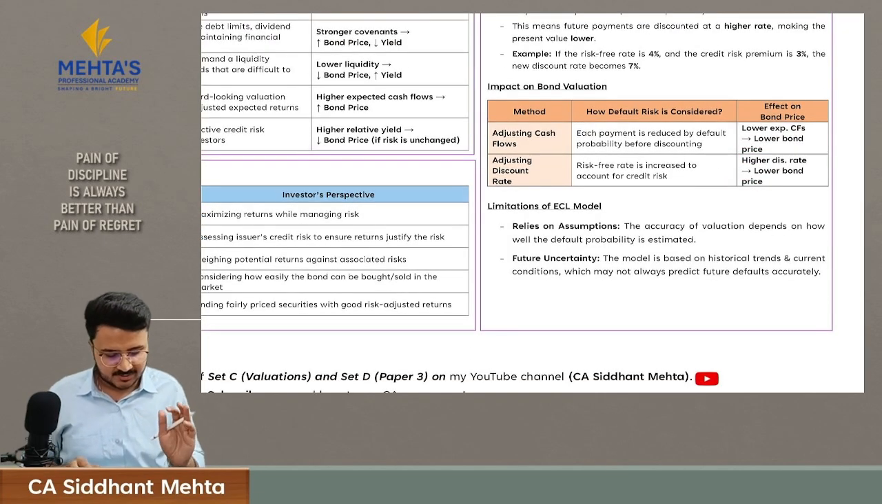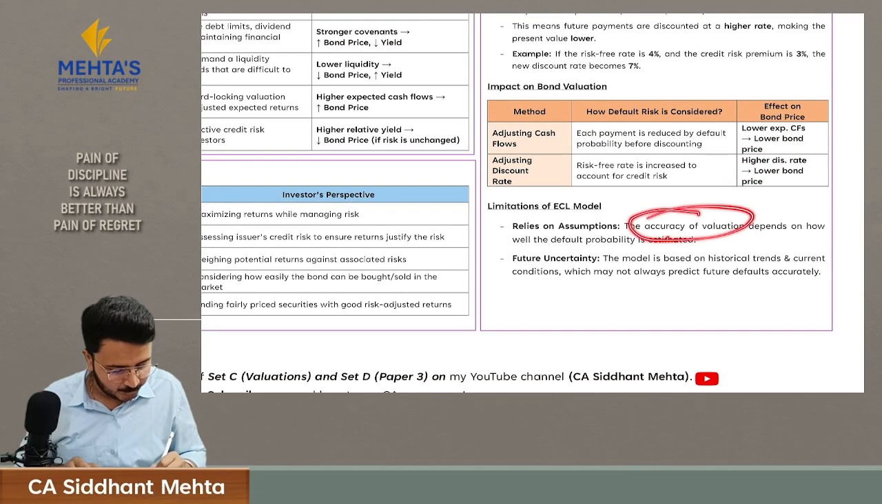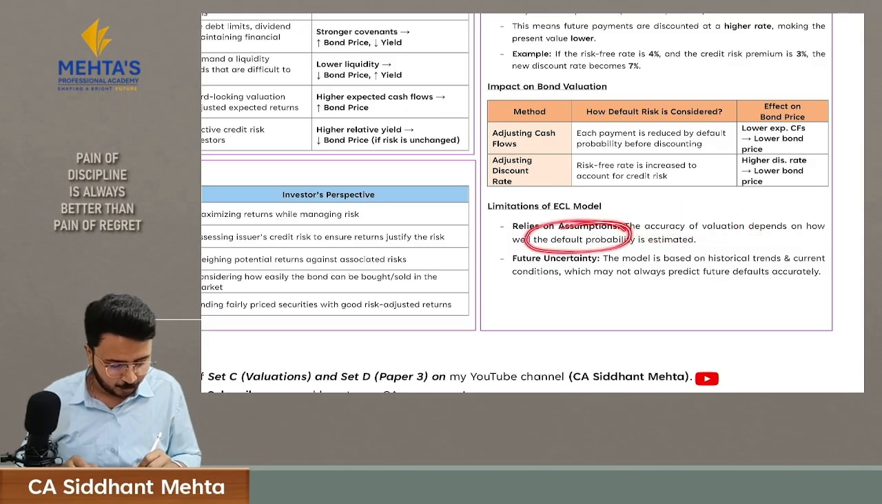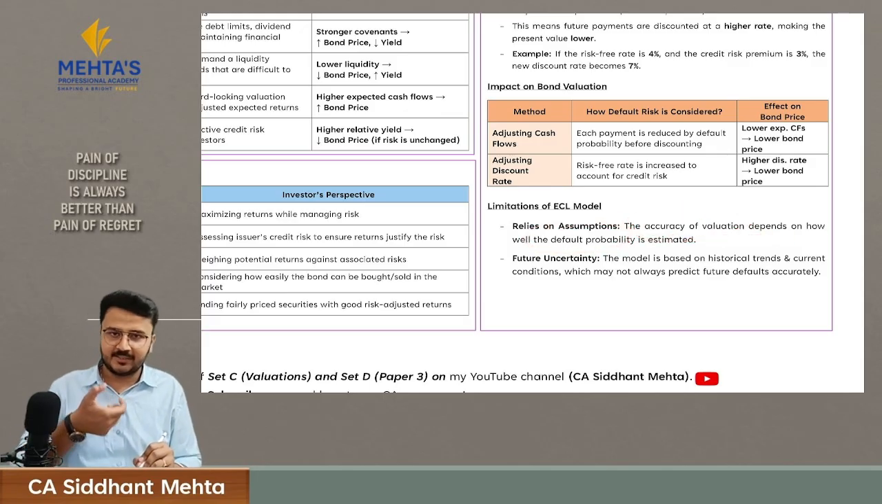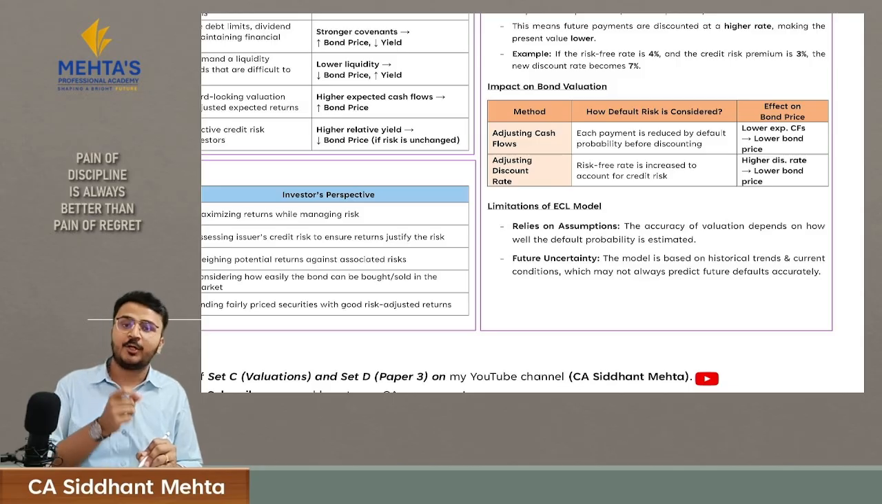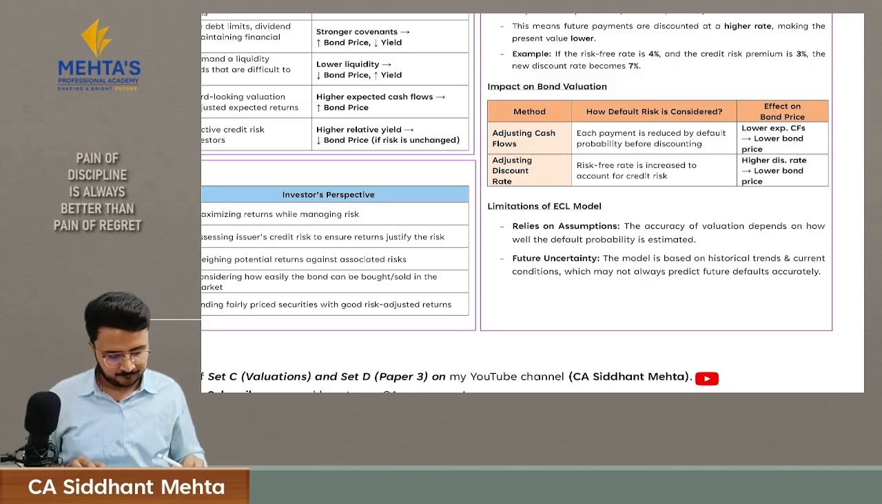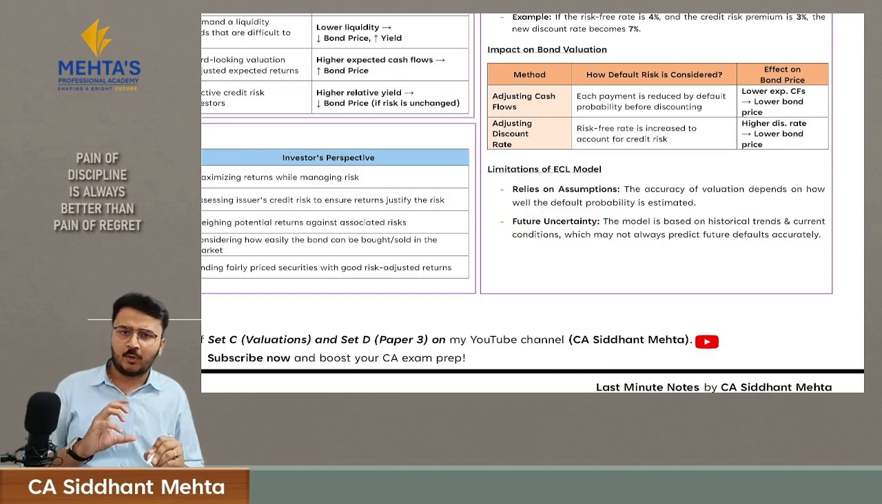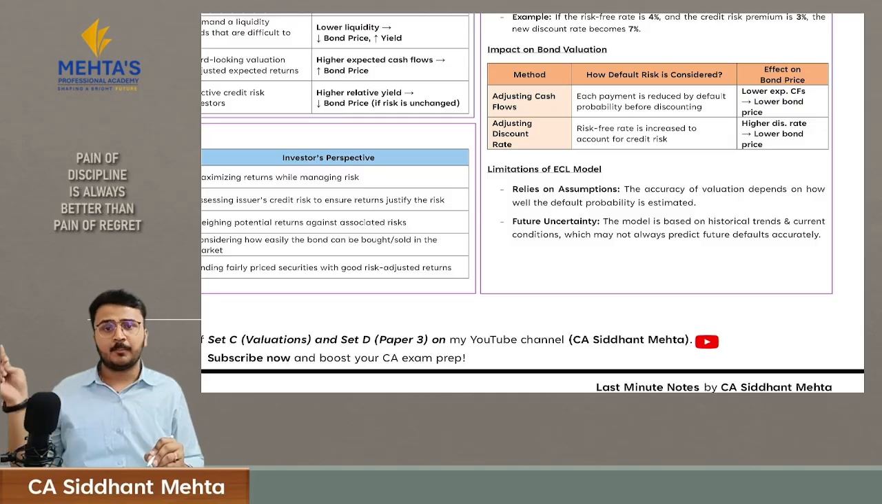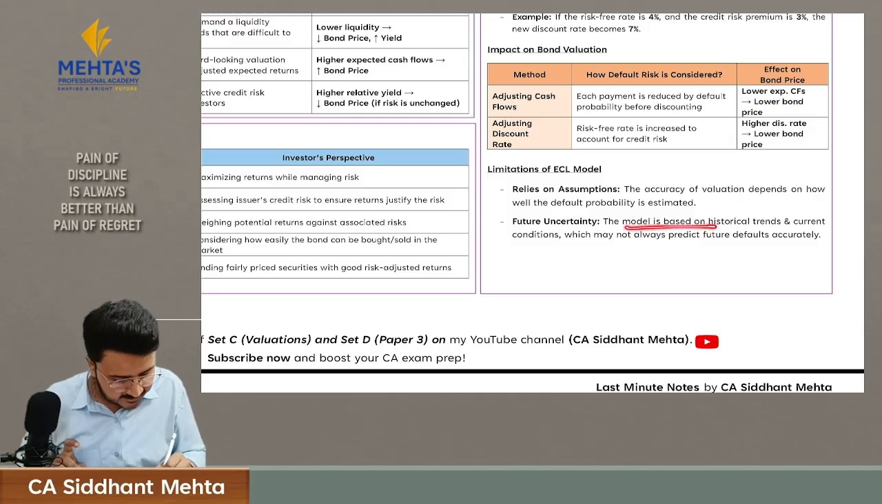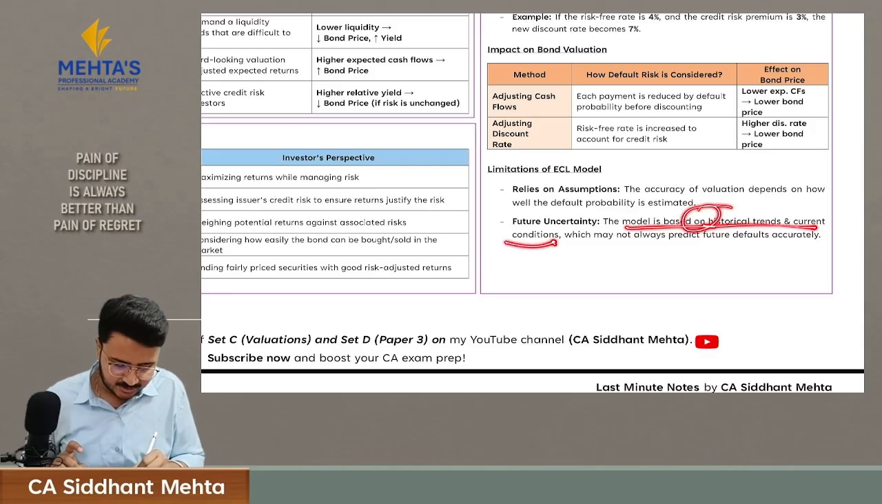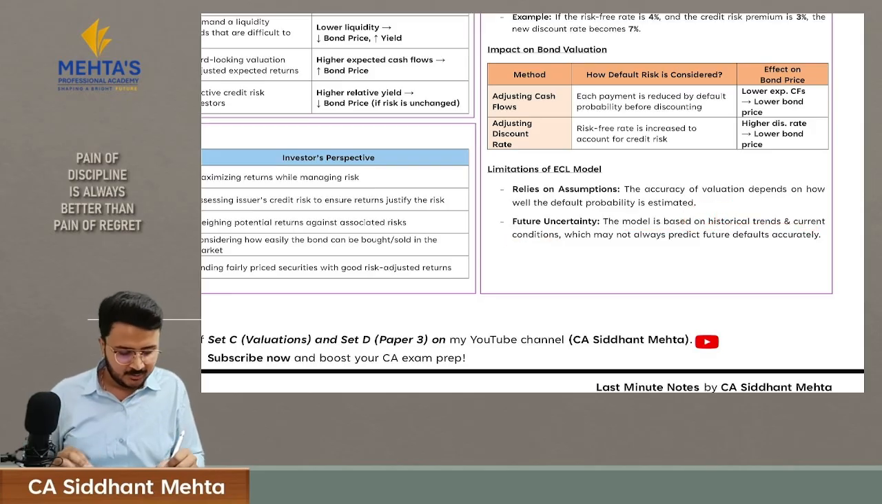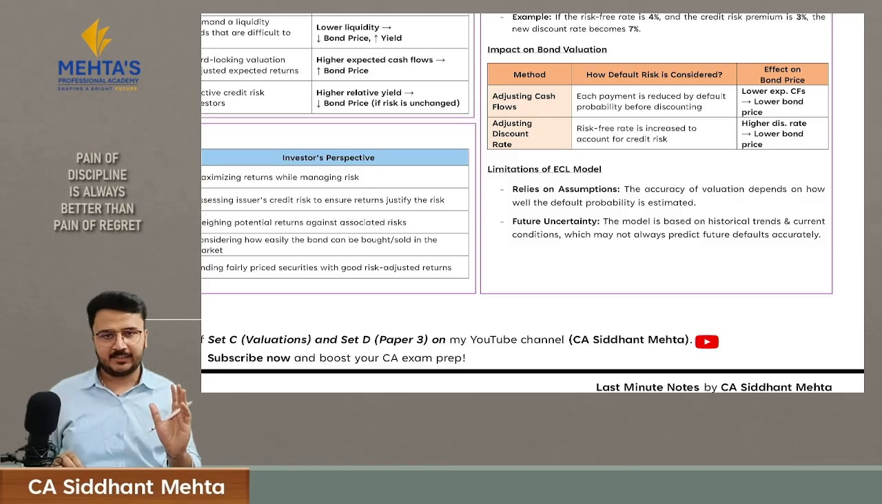The limitations of this model are, first, the entire accuracy of your valuation is dependent on the default probability, and how well you predict it. And there is future uncertainty, right? Because how much default in cash flows there is going to be, you're predicting it based upon trends. The model is based on historical trends and current conditions, which may not always predict future defaults accurately. So these are the two limitations in the ECL model.